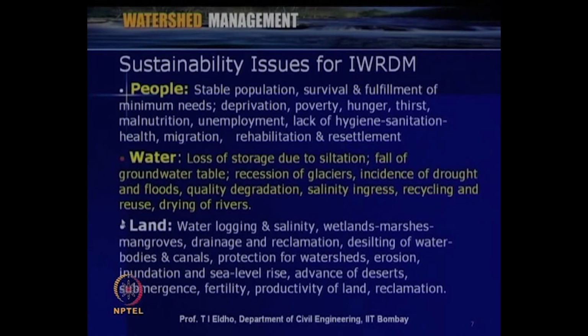Then some of the sustainability issues as far as land is concerned are listed here, like waterlogging and salinity. This is also somewhat related to water and land. Then wetlands, marshes, mangroves, drainage and reclamation, desilting of water bodies and canals, protection of watersheds, erosion problems, inundation and sea level rise, advancement of deserts, submergence, soil fertility, productivity of land, reclamation, etc. These are some of the sustainability issues as far as land is concerned.